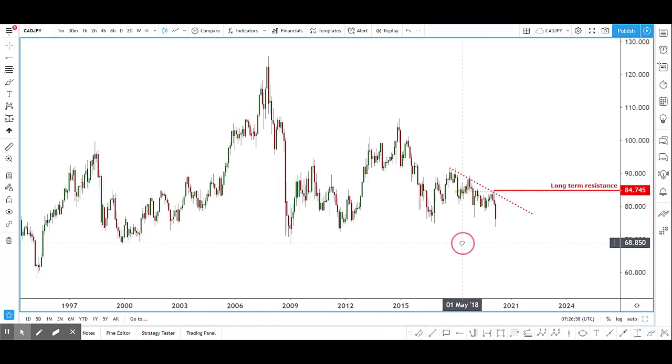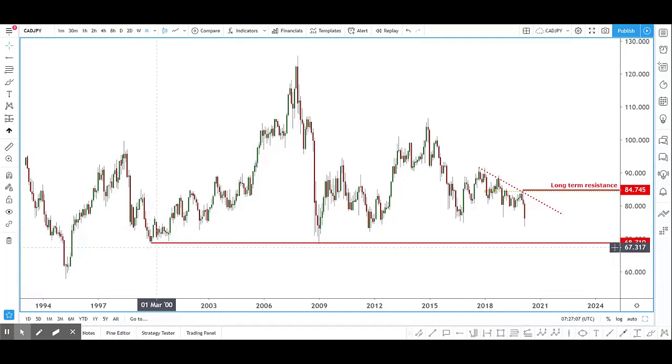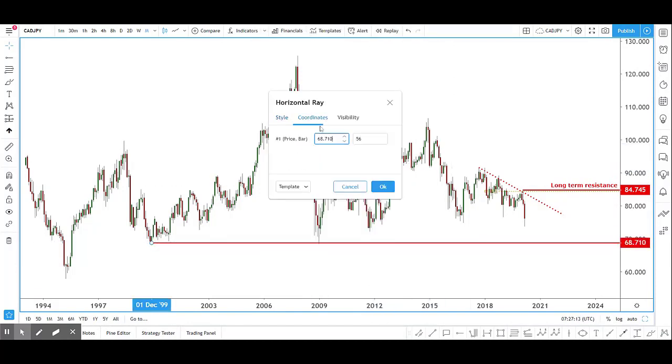And now what we want to do next is we want to look for long-term support. Graphically speaking, we can see that there is a sort of a long-term support here where price tested once, came close second time, tapped and rejected the third time. Right, so let's just call this the long-term support.